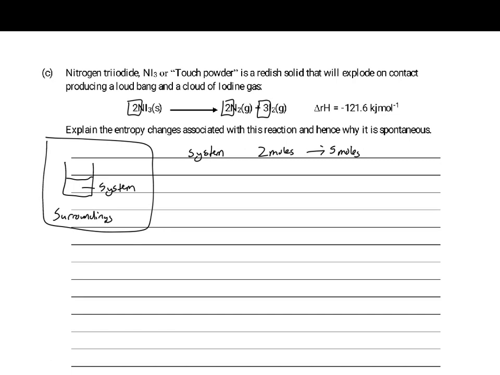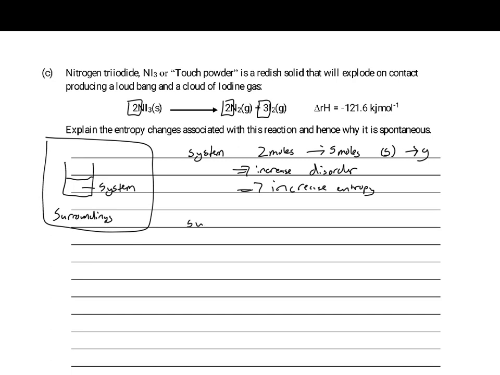The total number of arrangements for 2 things is a lot simpler than the different arrangements that you can get for 5 things. Okay, so because we've gone from 2 moles to 5 moles, and because we've gone from a solid to a gas, both of those things increase the disorder. And when disorder increases, you get an increase in entropy.